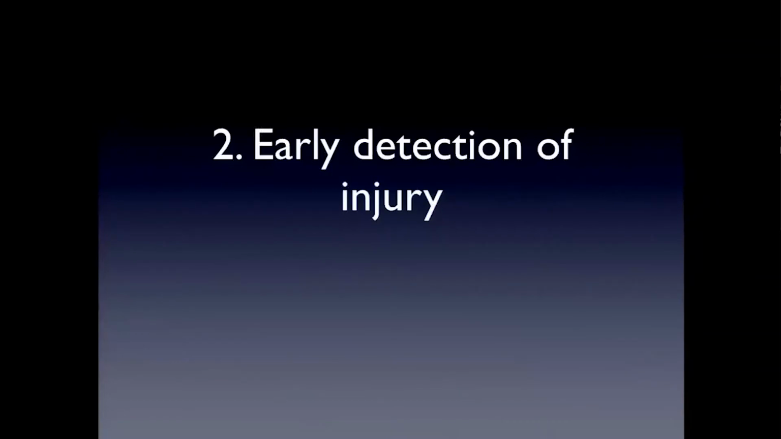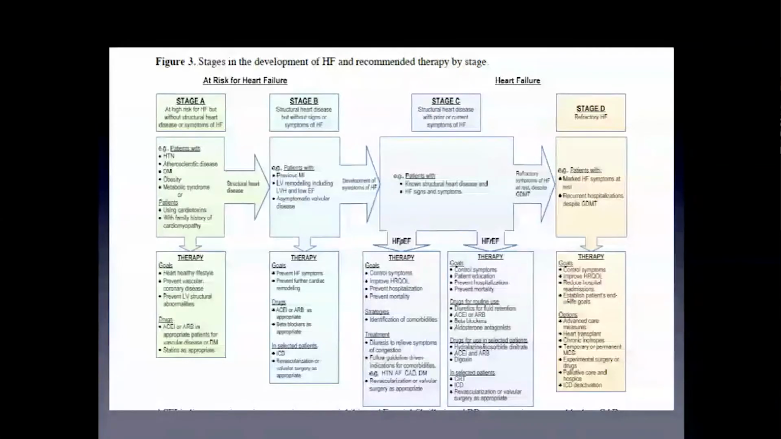So let's talk about early detection of injury. And this is not complicated at all. If you take a look at the ACC-AHA classification, it's pretty simple as far as cardio-oncology goes, because it tells you that every patient that is receiving chemotherapy is already a stage A. Now, what do we do with a stage A? Nothing. We just watch them, right?